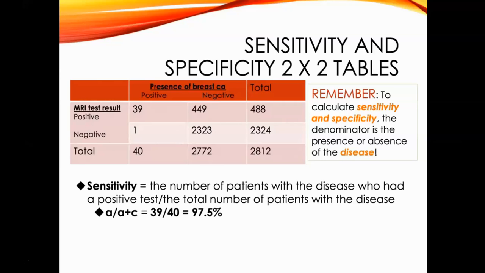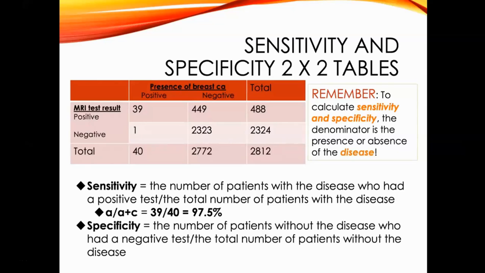So the formula is A over A plus C. Here it's 39 over 40, and the sensitivity is 97.5%. So that's great. Now we'll move on to specificity.